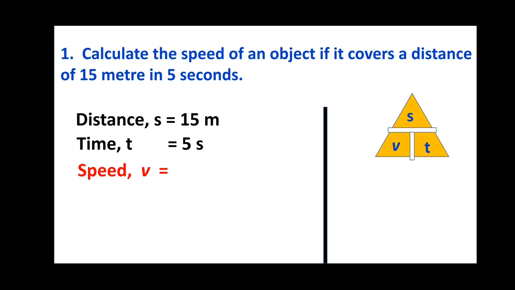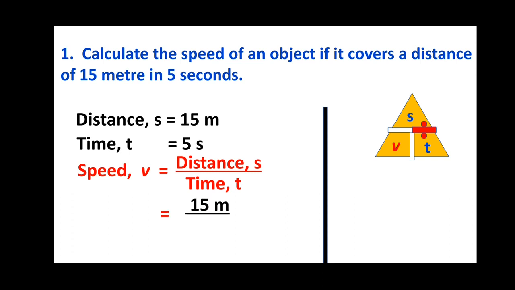Now we have to find the speed v. So speed v is equal to s divided by t. So let us write the formula. Speed v is equal to distance s divided by time t. Then we know the values. Let us substitute that. That is, instead of distance, we know it is 15 meter and time is 5 seconds.